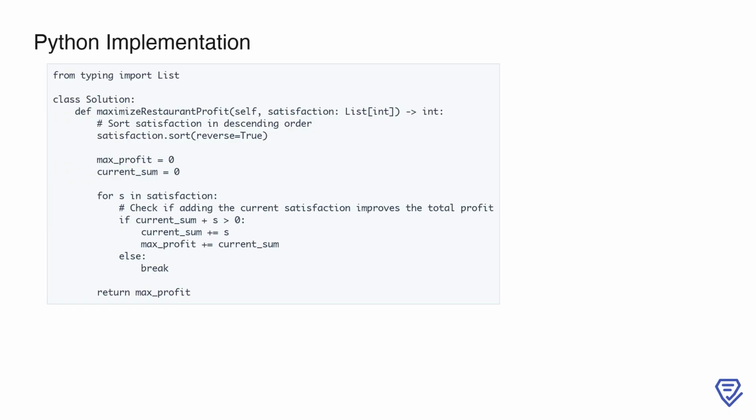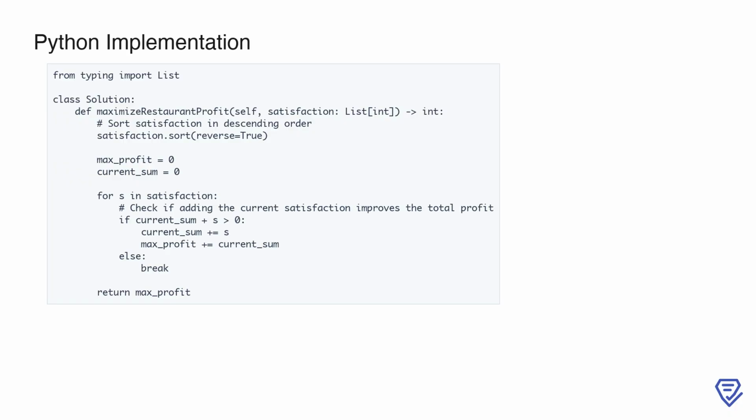This approach is efficient, as it avoids unnecessary calculations once the contribution to the total profit becomes negative. The sorting step dominates the time complexity, resulting in an overall complexity of O(n log n), where n is the length of the satisfaction array. The space complexity is O(1), as the algorithm operates in place without requiring additional data structures. Overall, the solution is concise, efficient, and effectively handles edge cases such as empty arrays or arrays with all negative satisfaction levels.